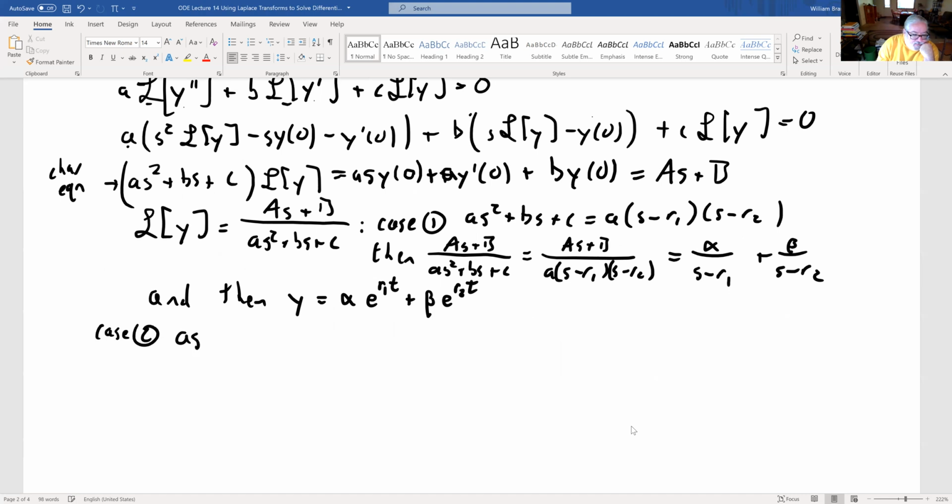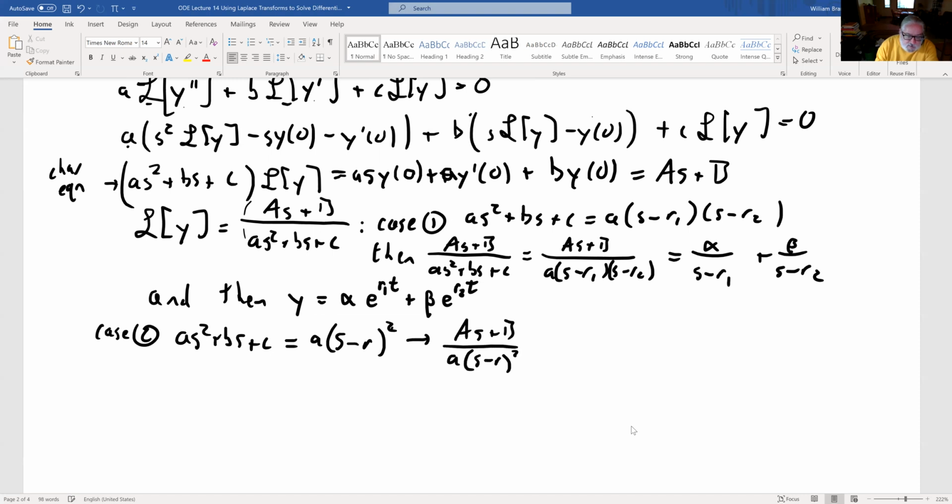is that AS squared plus BS plus C has one real root, so that means it factors like that. And remember, the squared is going to give us a derivative. So that means our Laplace transform is AS plus B over A times S minus R quantity squared, and a partial fractions decomposition of that would give you this. And this is the derivative of 1 over S minus R. The 2 gives it away.